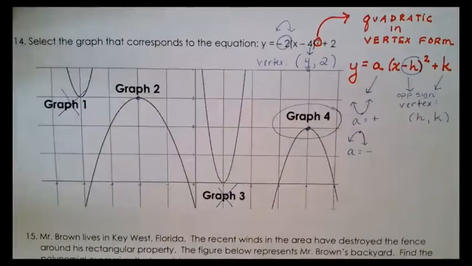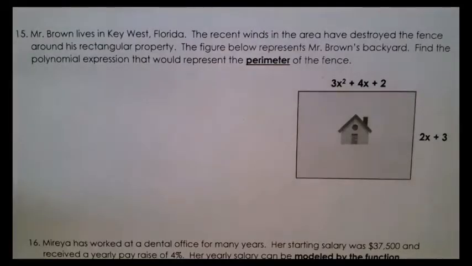Let's move on. Number 15. Here we have a word problem, but don't get scared by it. Let's read the word problem through one time and then go back and pick up some important information. Number 15. Mr. Brown lives in Key West, Florida. The recent winds in the area have destroyed the fence around his rectangular property. The figure below represents Mr. Brown's backyard. Find the polynomial expression that would represent the perimeter of the fence. Okay, that was one time through.